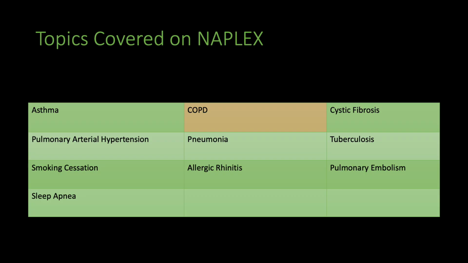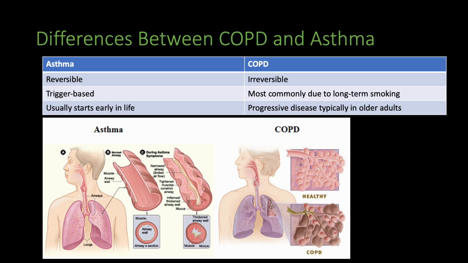Take a look here. These are some of the topics that are covered on the NAPLEX. I listed them out here, so at least you have an idea as to what to look out for, especially on patient cases, and also the medication types that are used in each of these disease states. I just listed here some of the differences between COPD and asthma.